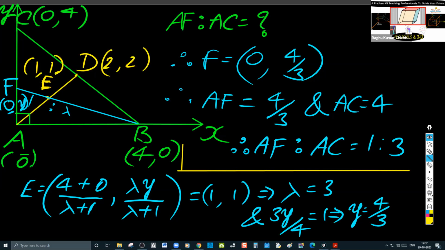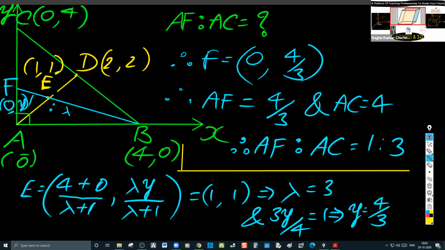Because it is the objective question, I'm considering a comfortable triangle for me. That is why I made the triangle to sit on X and Y axis, and thereby one of the vertices becomes 0. I have taken B as 4, 0 and C as 0, 4 because I have considered an isosceles triangle. This is a 4 units length. This is a 4 units length. And thereby I can avoid the fraction here. That is the reason why I have taken the midpoint of this as 2, 2.